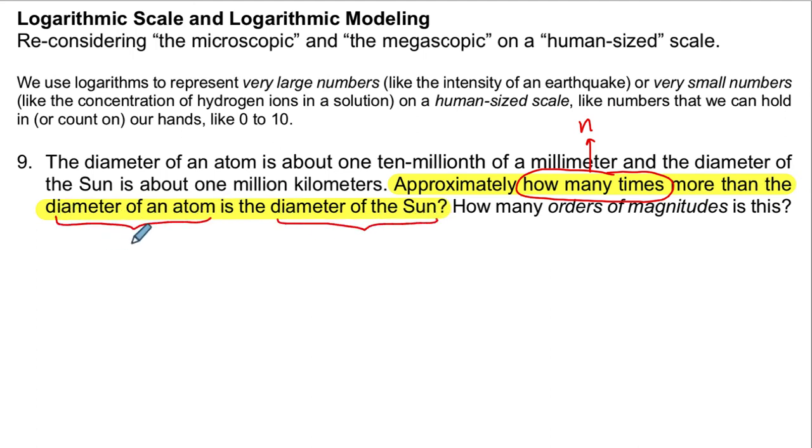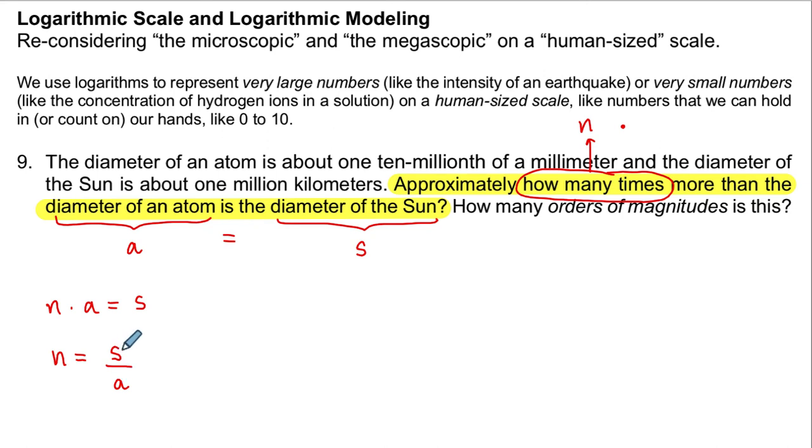I'm going to call these A and S. And I have an equation here. How many times means to multiply the diameter of the atom to get the diameter of the sun. So I have an equation that says n times A is equal to S, and my goal is to solve for n. So I want the sun's diameter divided by the atom's diameter.